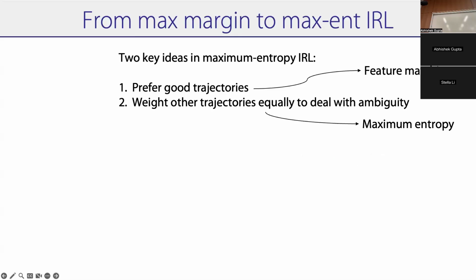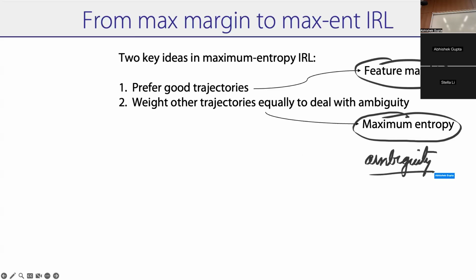And so the logic behind maximum entropy IRL was that you want to do feature matching, but you want to do it with maximum entropy to deal with ambiguity. So you want to find the trajectory distribution that matches features, but is highest entropy. Okay, so it's a little different than max margin planning. Max margin planning is trying to solve this convex optimization.